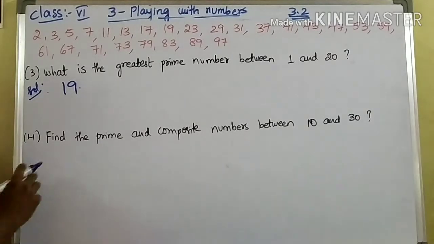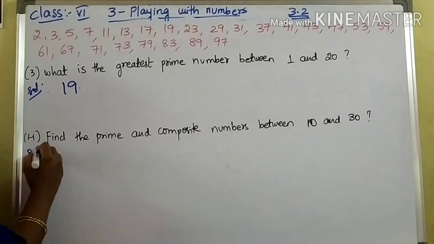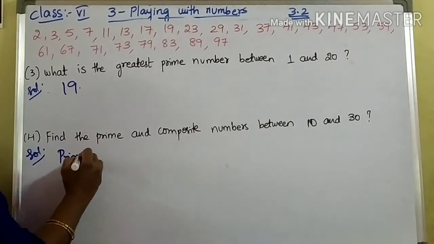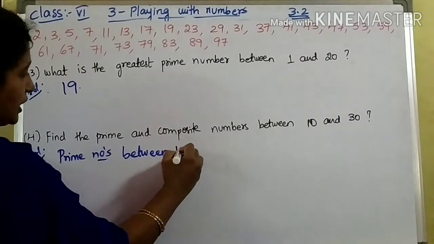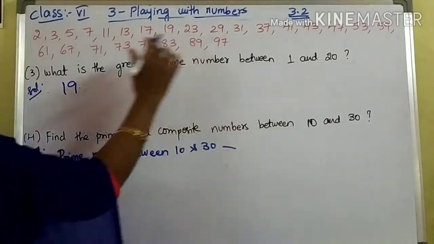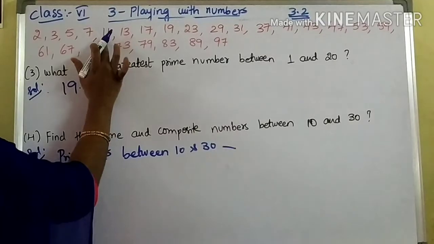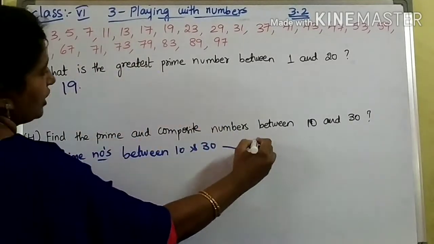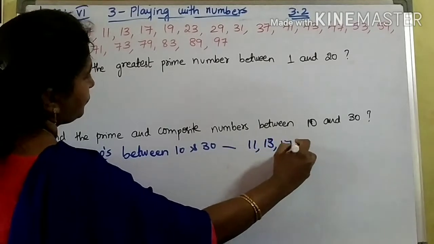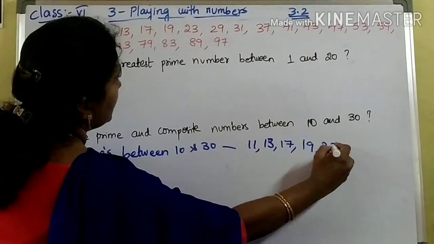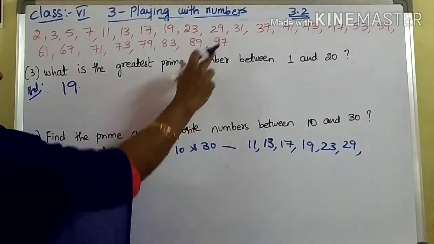Next one, find the prime and the composite numbers between 10 and 30. What are prime numbers between 10 and 30? If you see here, 10 and 30 means from where? 10 here, from 11 onwards. The prime numbers are 11, 13, 17, 19, 23, 29. Can I take 31? No, because 31 is greater than 30.